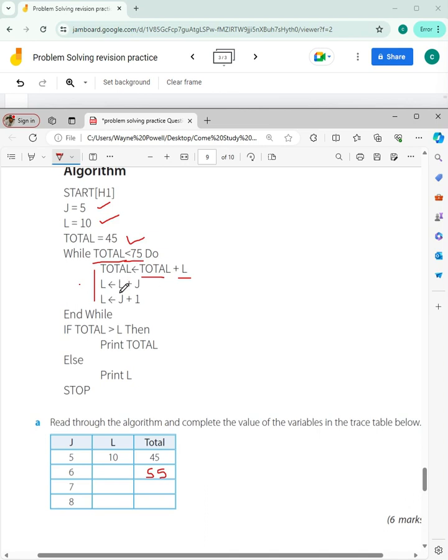Next part, L. So we've done this line. L is now L plus J. So J is 5 here, and L was 10. So L becomes 5 plus 10, which is 15.